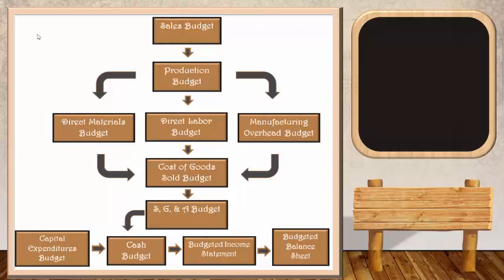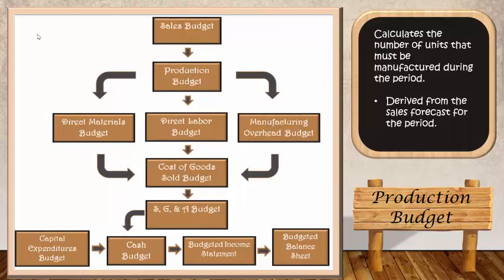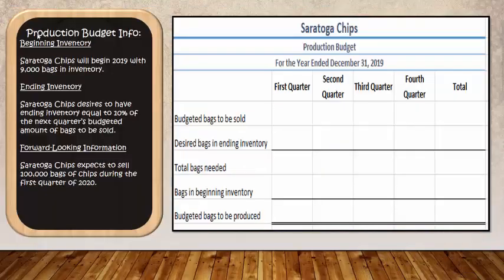So now that we've completed our sales budget, we can move on to the next lower level budget in the chain, which is the production budget. And in the production budget, we are going to calculate the number of units that we must manufacture in order to have the necessary quantity on hand to meet our sales forecast for the period.